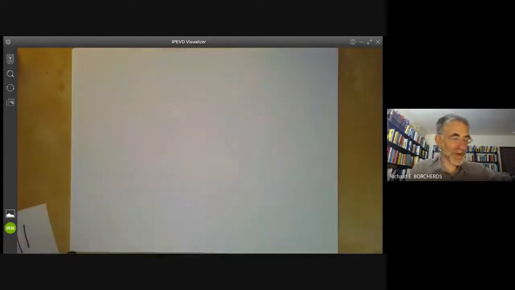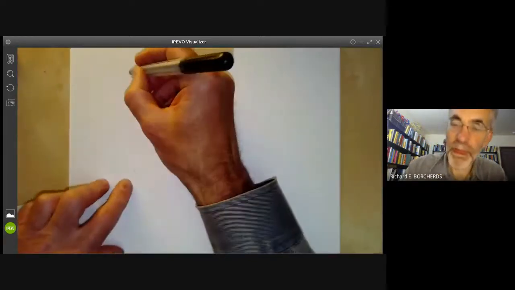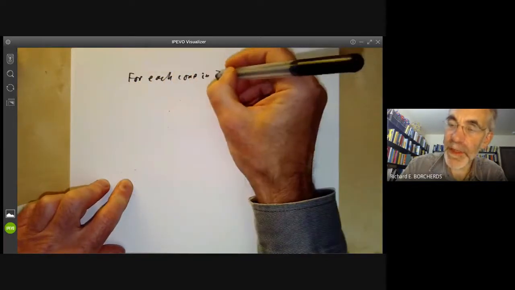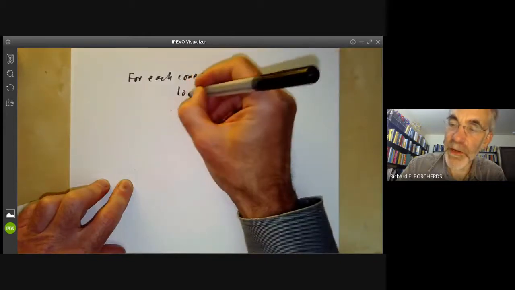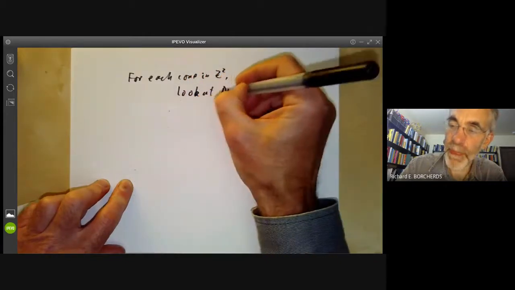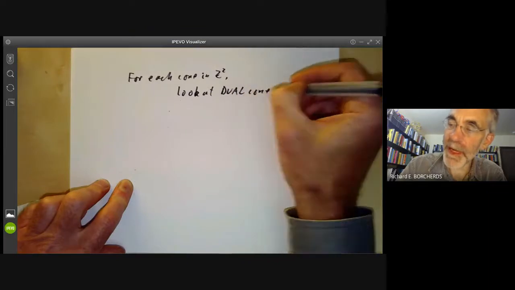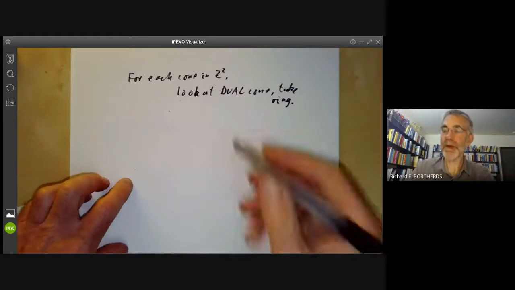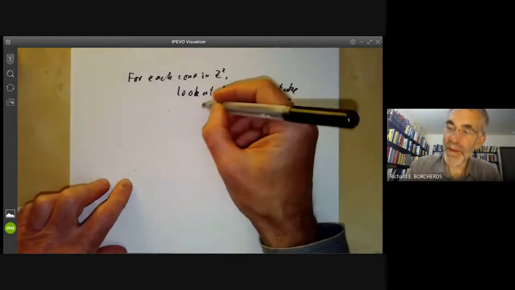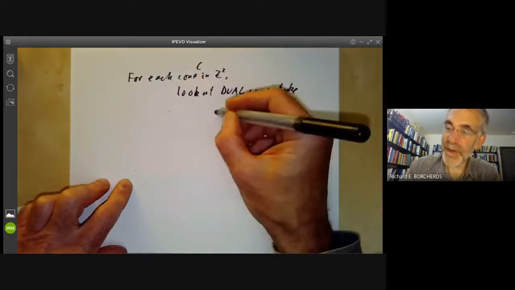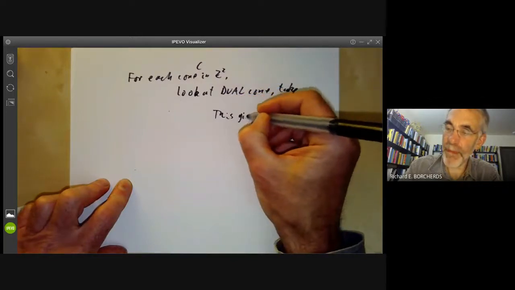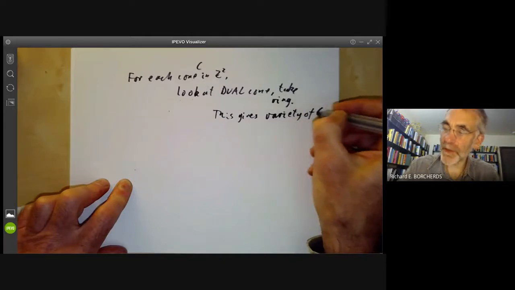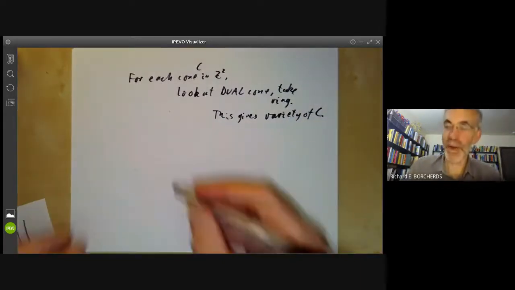So what we're doing is, for each cone in Z squared, look at the dual cone and take the corresponding ring. So if we call this cone C, this gives a variety of the cone C. So let's just see what happens in a couple of cases.